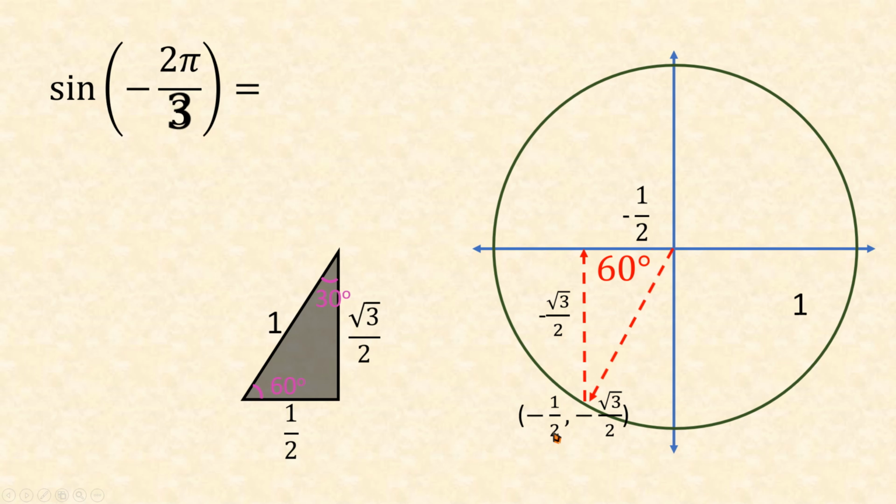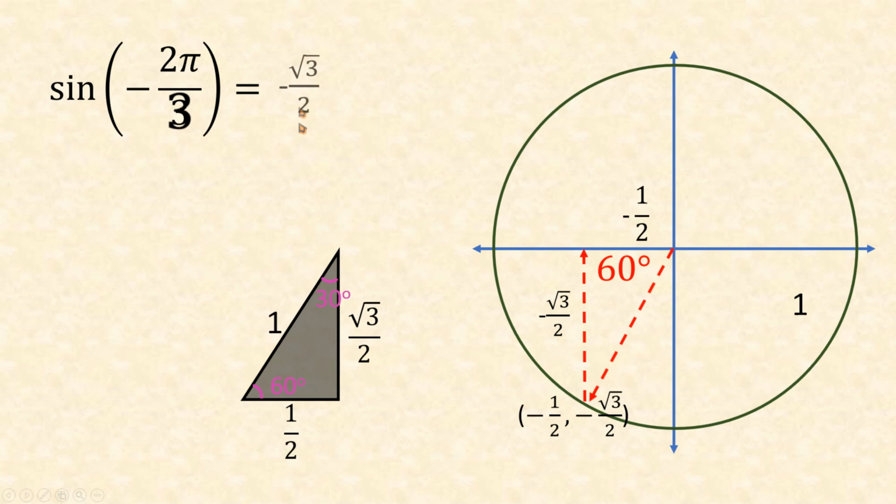So here, my x and my y are negative 1/2 for x and negative radical 3 over 2 for y. And I'm doing sine of this angle, so basically sine of the 60 here. So sine is opposite over hypotenuse. So opposite is radical 3 over 2, but negative, over 1.